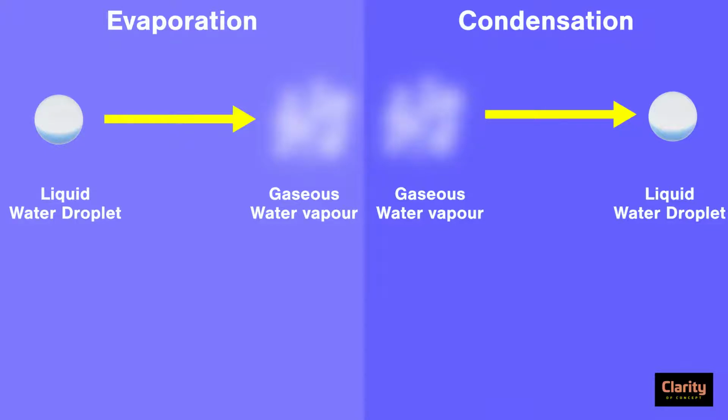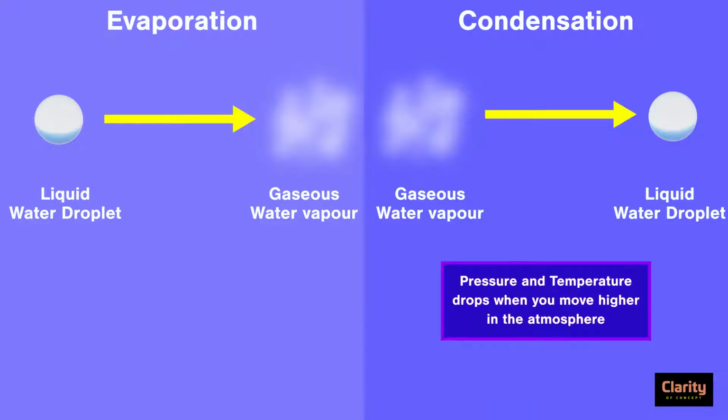Condensation occurs higher in the atmosphere where there is a drop in temperature and pressure. You have to remember that temperature and pressure decreases when you move higher in the atmosphere. In such conditions, water vapor undergoes condensation and forms tiny liquid drops. It is transparent and tiny. It cannot be seen by the naked eyes.